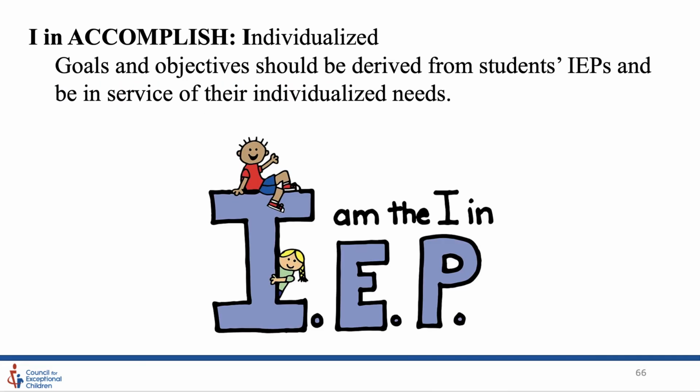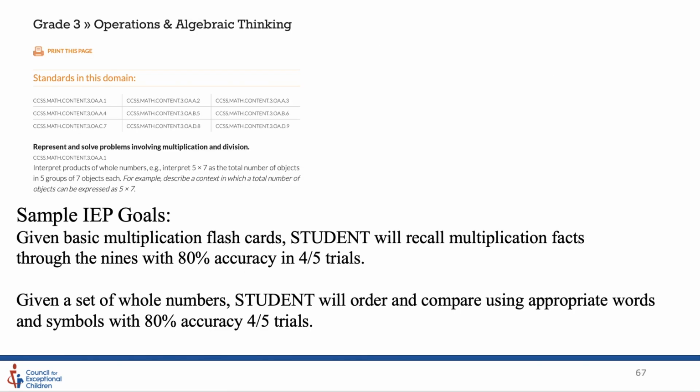The I in accomplish, of course, individualized. So special education is all about individualization. It's all about that specially designed instruction and making sure, because this is not easy and not always obvious, how we translate complex standards into specific IEP goals that are relevant for that specific student, but meaningful as well.